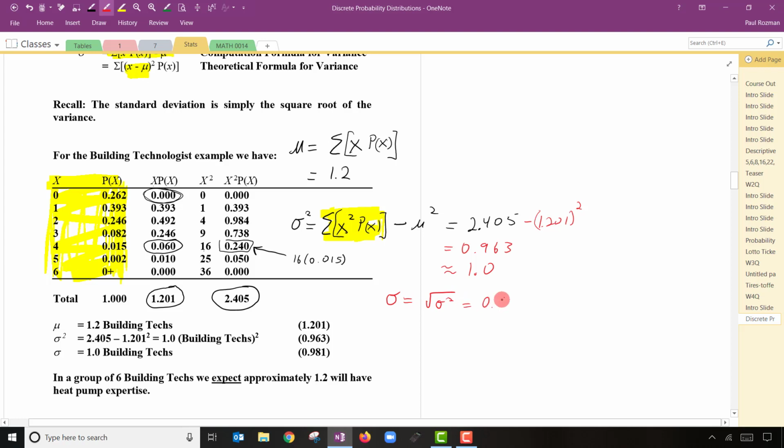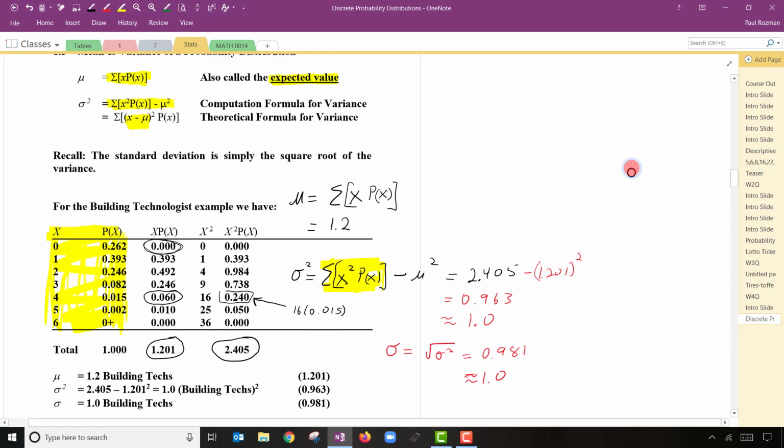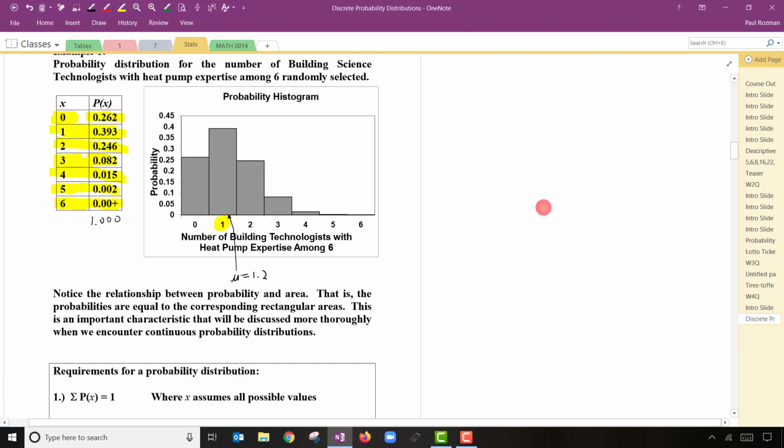And you get 0.981, which is also 1.0. So the average distance away from the mean is 1, which is a measure of how spread out our values are. And if we go back and look at our picture, that seems kind of reasonable.